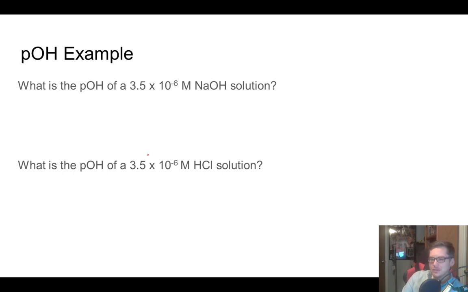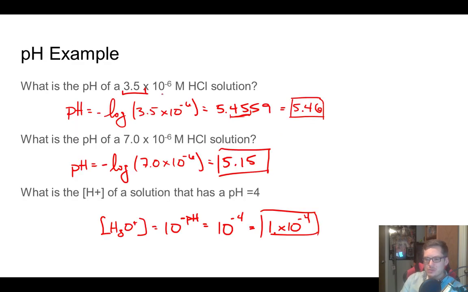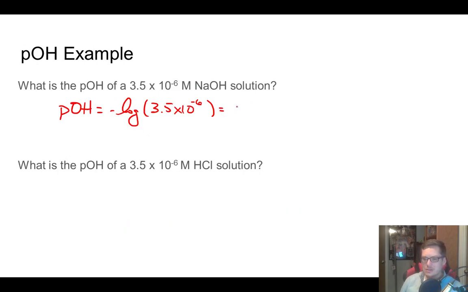Okay, so let's do this. It says what is the pOH of a 3.5 times 10 to the minus 6 molar NaOH solution. Okay, so pOH is equal to the negative log of the concentration of hydroxide. Well, this is a strong base, so all of that's going to turn into hydroxide, so this becomes 3.5 times 10 to the minus 6. All right, and this will be the same number as we got in the previous practice problem. So we'll just get 5.46 again, because it's the exact same thing. So that's the pOH of our solution. It's a slightly basic solution.